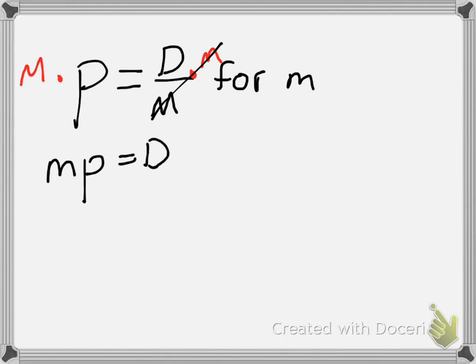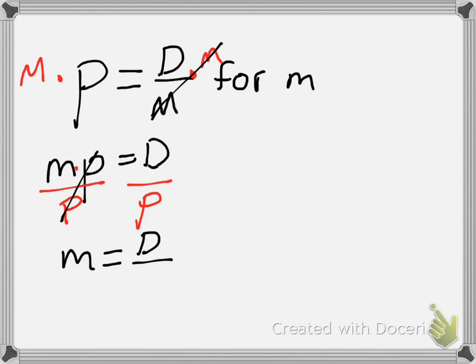Now, that didn't help me get M any more by itself, but I no longer have a fraction in there. Now all I really have to do is get rid of that P. To get M by itself, I have to get rid of this times P, so I divide by P on both sides, which means those P's cancel out. So M, which is what we wanted to solve for, is really D divided by P. That's an example of one where the variable you're solving for is in the denominator.